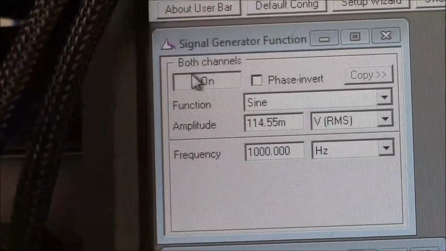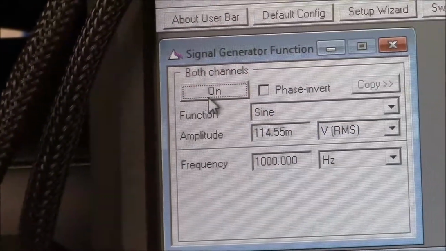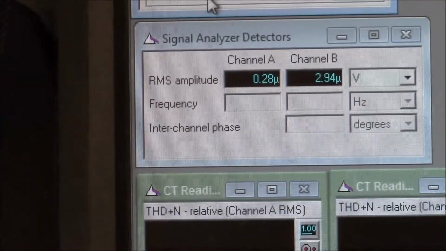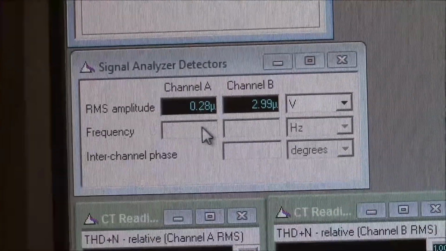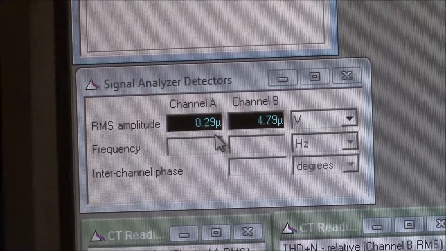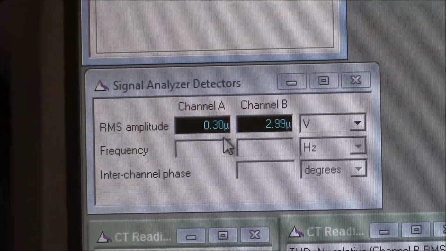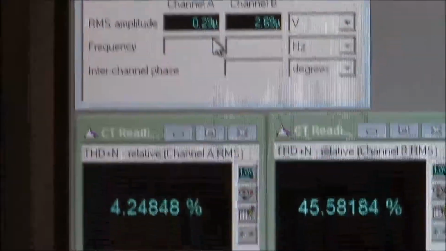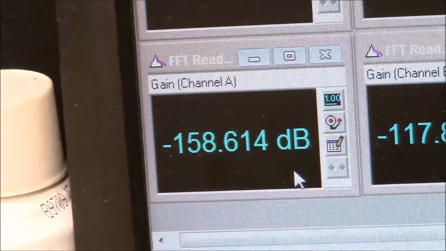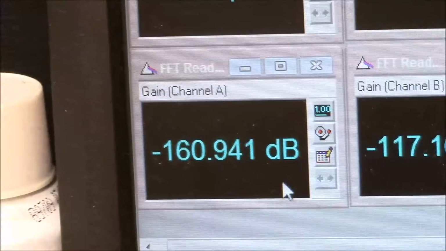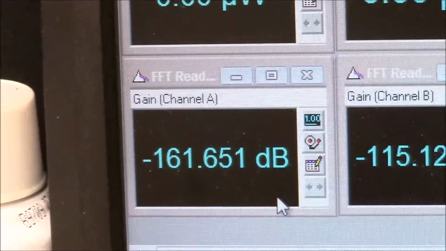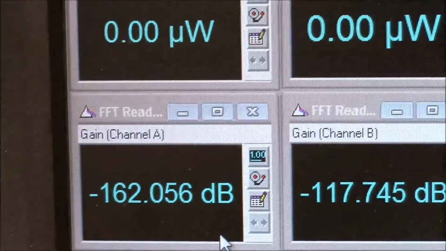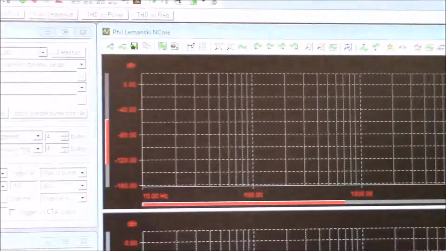2.8229, which is 2.83 for all intents and purposes. Now, I shut the signal generator off, go down here, the voltage on the left channel, which is the one with the amplifier hooked up, is 0.3 microvolts. Go down here, that shows a gain of minus 160 dB, which from the 27 it was at is, you know, 180 dB. That is more than slightly unreal.